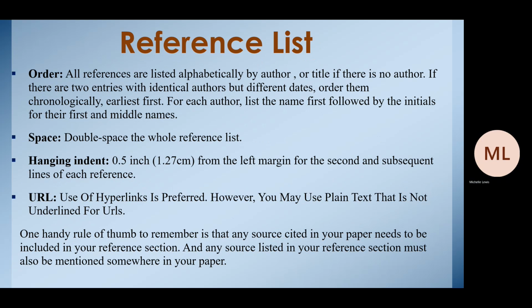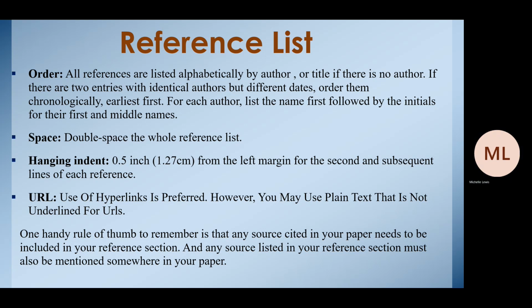Order. All references are listed alphabetically by author, or by title if there is no author. If there are two entries with identical authors but different dates, order them chronologically, earliest first. For each author, list the last name first, followed by the initials for their first and middle names. Your whole reference list should be double-spaced.